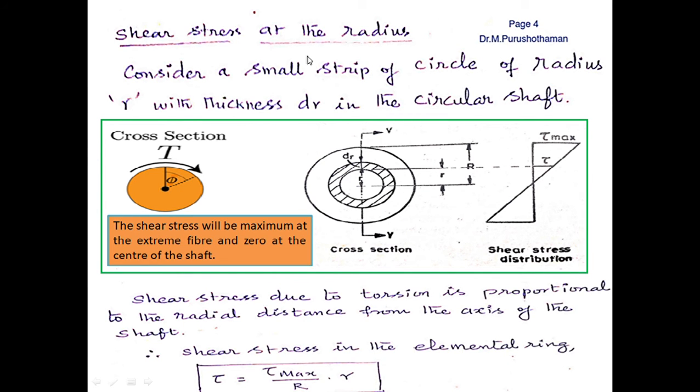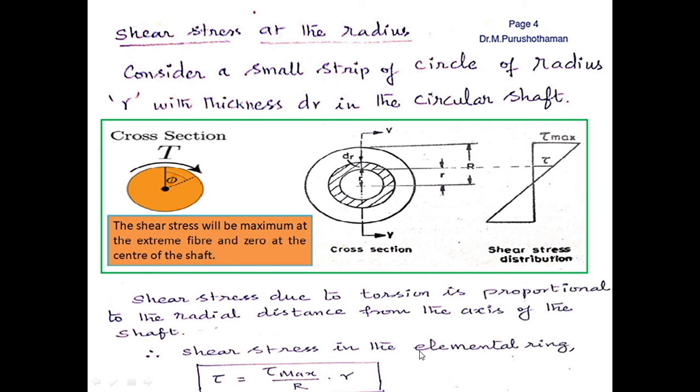Now shear stress at the radius. When we consider the radius, what is the shear stress? For this, we consider a small strip of circle of radius small r. The thickness is dr in the circular shaft. The shear stress will be maximum at the extreme fiber, this extreme fiber surface. But the shear stress is 0 at the center. Maximum at the surface, right?